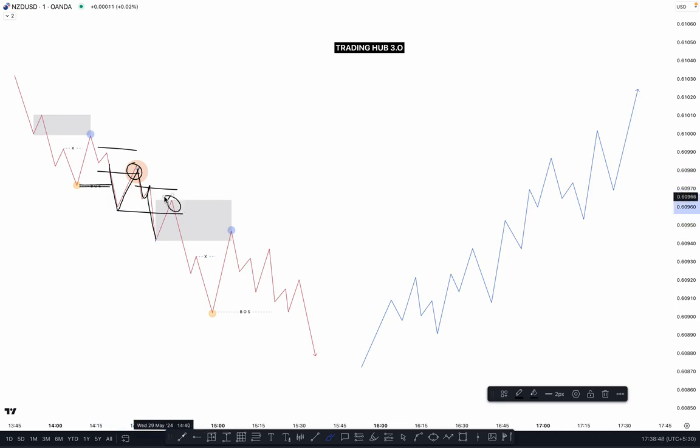Okay. Why are we selling here without inducement? Because market has already taken out the inducement at this point right here, and market is just pushing downside and taking a pullback, and we can sell on mitigation.